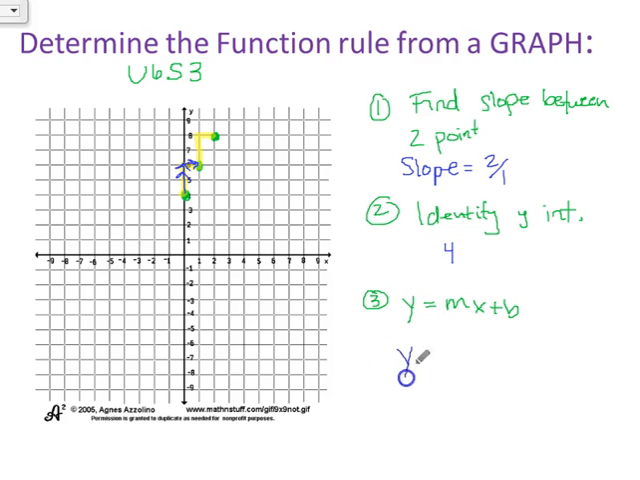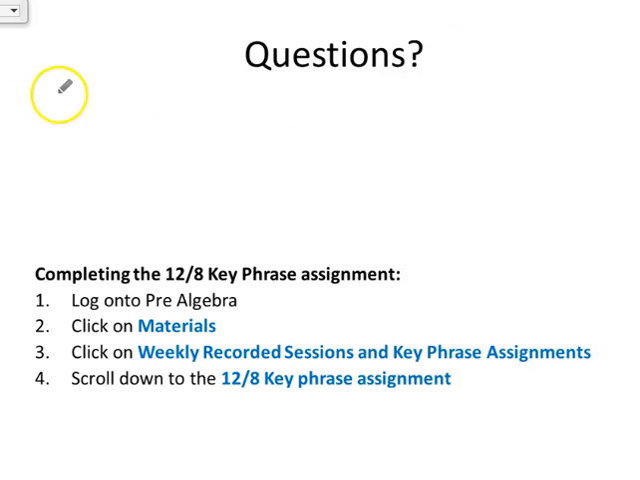So now we can just plug that into y equals mx plus b. M represents our slope, so we're going to say 2 over 1 x. And then b represents our y-intercept, so plus 4. And that's our equation. And you'll get to practice that this week as well, following those steps. And that's it.